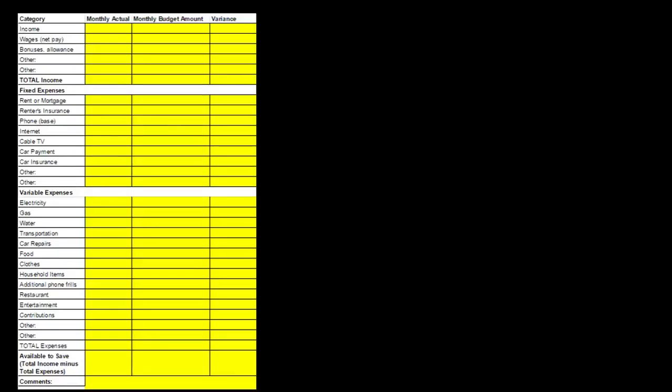Let's talk about the first page of Project 1. So you're given a blank budget sheet and you have to fill it in. There are 3 columns we have to fill in: monthly actual, monthly budget amount, and variance.